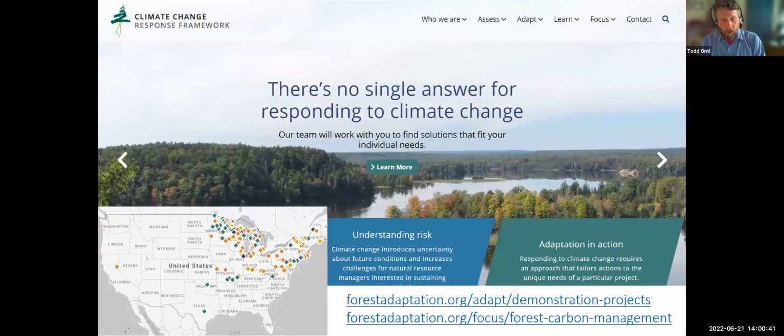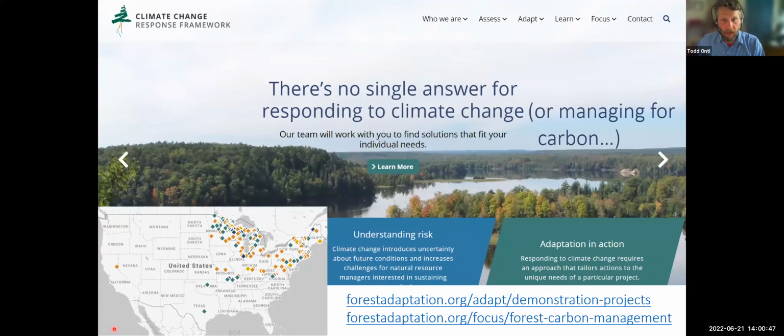Again, the take home point here is really that there's no one answer for responding to climate change, and that's true for managing for carbon as well. So if you ever hear somebody saying, well, we just need to stop all forest management, and that's the best thing that we can do for carbon, I hope that you will recall and think a little bit about risk and vulnerability and some of the benefits that we can have from active management, for carbon benefits as well as for wildlife habitat. So with that, I think we are at time.